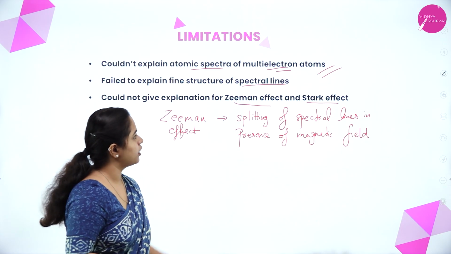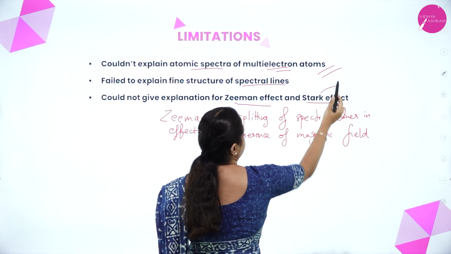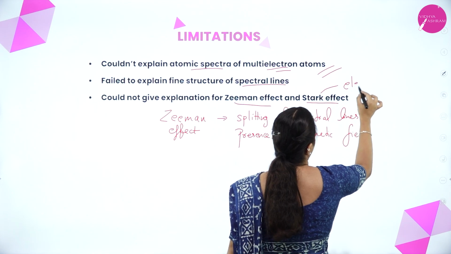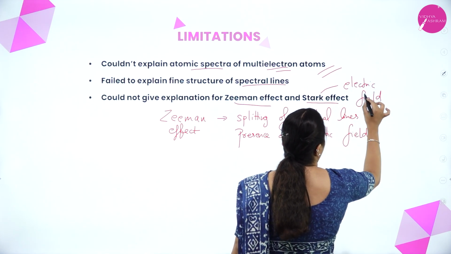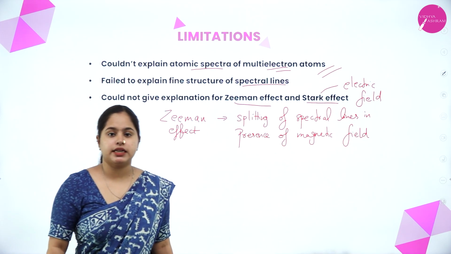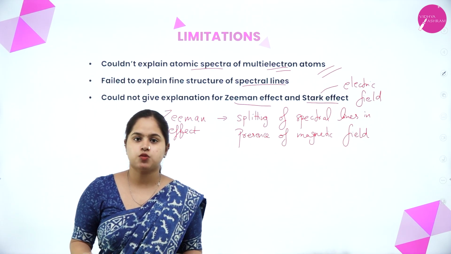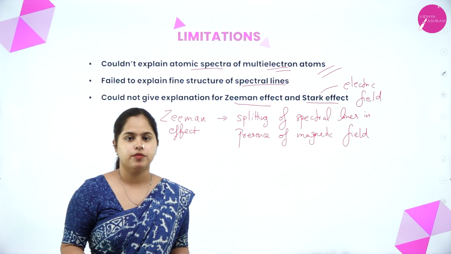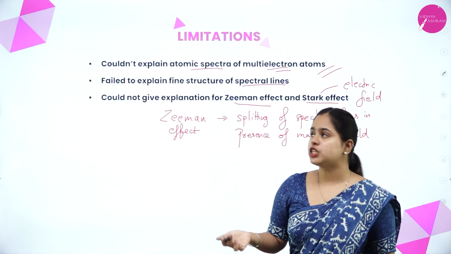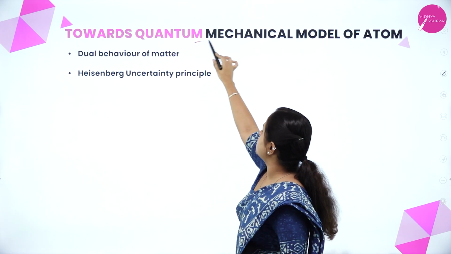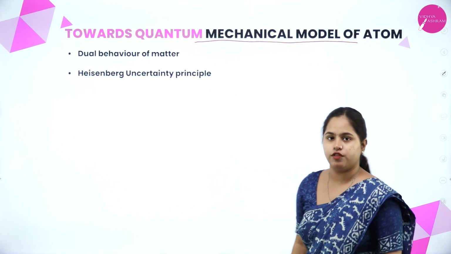And what is Stark effect? It is the splitting of spectral lines in the presence of electric field. Clear? So in the presence of magnetic and electric field, how the spectral lines would act, he was not able to explain. So these were the few limitations of the Bohr's model of atom, which led to the last one, that is quantum mechanical model of atom.